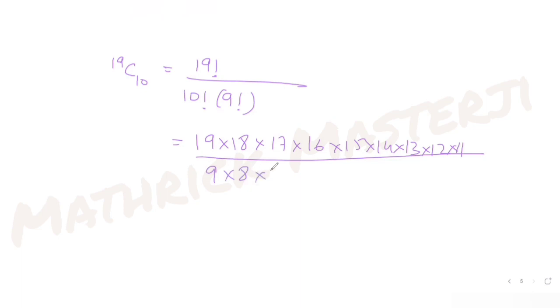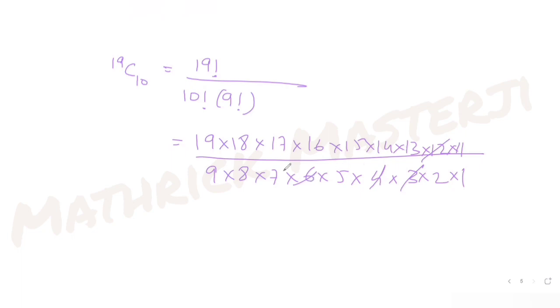So you're left with 9, 8, 7, 6, 5, 4, 3, 2. So we have this entire thing. Now let's try to cancel as much as we can. So 4 into 3, I can cancel with 12. 5, 6, I can try to cancel.